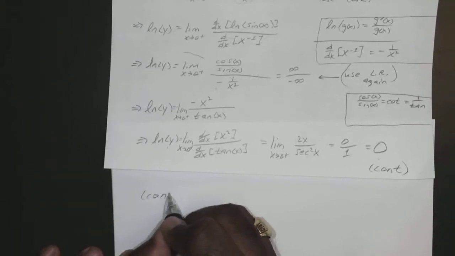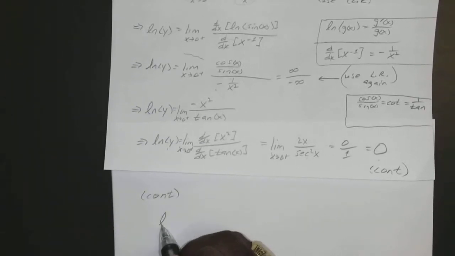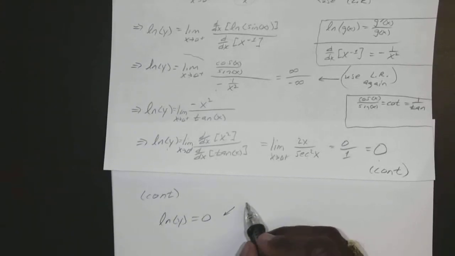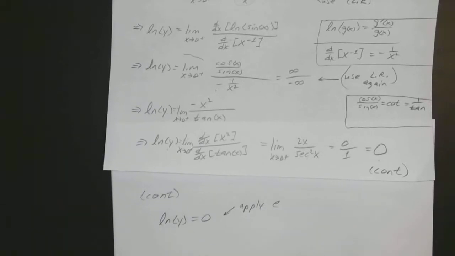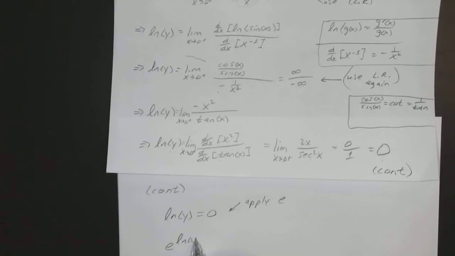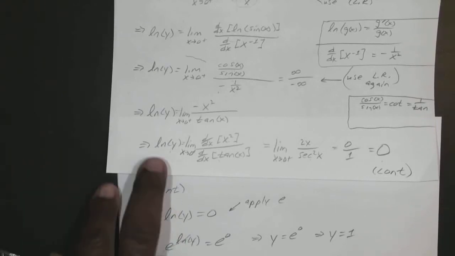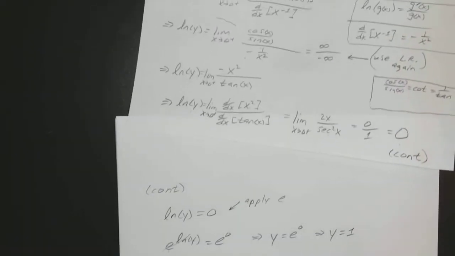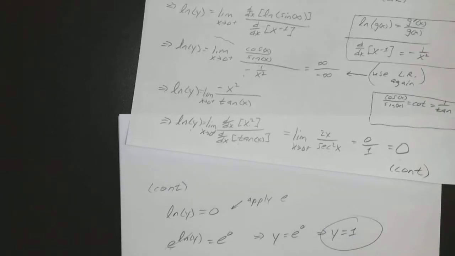All right, so if we continue that here, that shows us that the natural log of y is equal to 0. So now we just apply e to both sides. So we have e to the natural log of y equals e to the 0. Remember, e and natural log cancel each other out. So you get y equals e to the 0, or y equals 1. And remember from the beginning, y is our limit of sine of x to the power of x. So this is our actual answer.